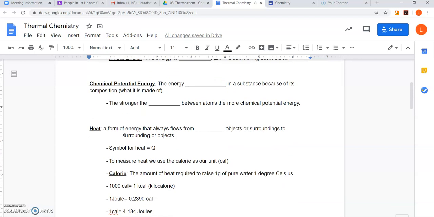So let's look at chemical potential energy. It's the energy that's stored in a substance because of its composition. So we're talking about what it's made up of. And the stronger your bonds are in whatever substance or compound you're talking about, the more potential energy you have. Now, we talked about strength of bonds a couple units ago when we did the unit on bonds, and we talked about single, double, and triple bonds.